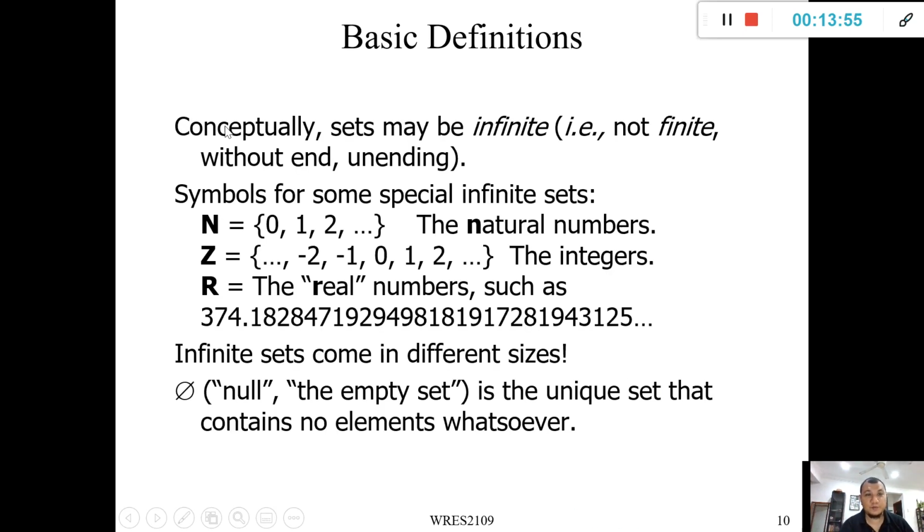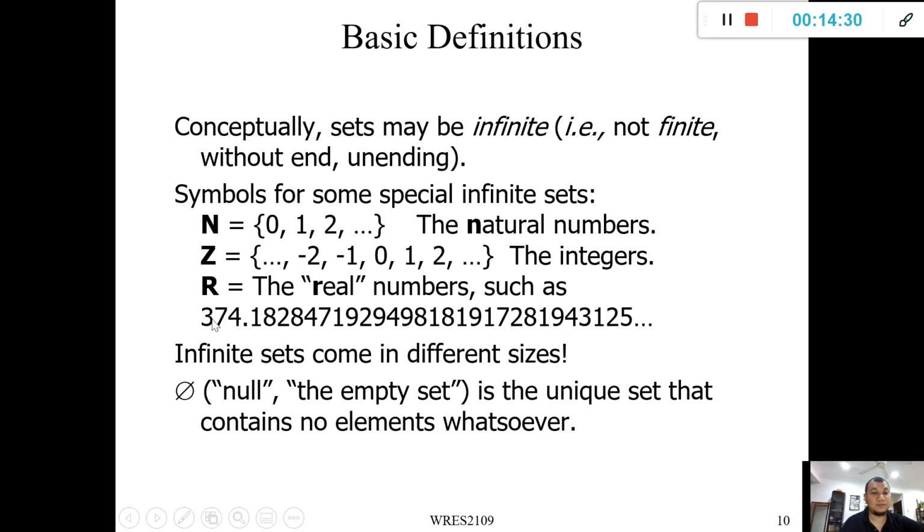So conceptually, sets may be infinite, not finite, without end, unending. Symbols for some special sets may be infinite or finite, so just don't worry about that. Symbols for some special infinite sets: N is equal to 0, 1, 2, the natural numbers. Natural numbers are non-negative numbers. Z is equal to negative infinity until positive infinity, the integers. And R is the real numbers.